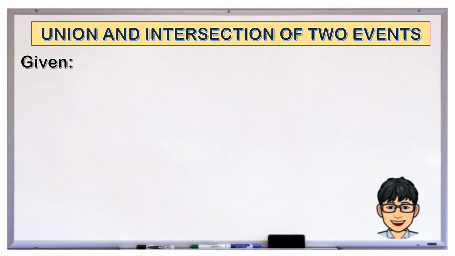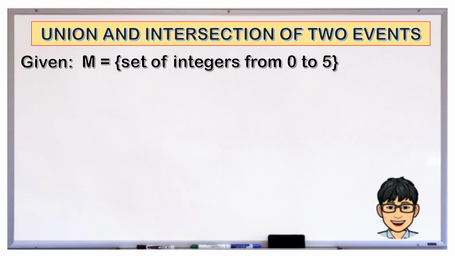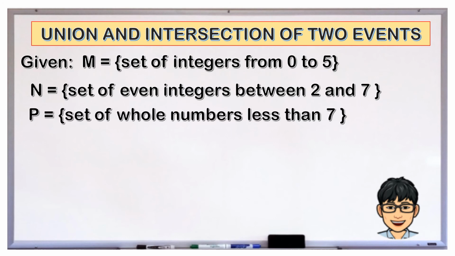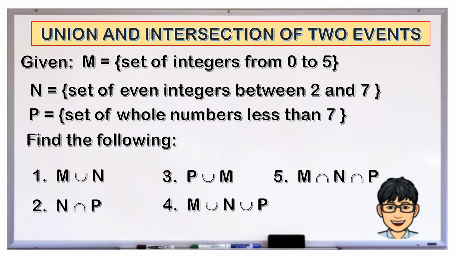Now let us have another given. Let's say event M with set of integers from 0 to 5. Event N, set of even integers between 2 and 7. Event P with set of whole numbers less than 7. And we're going to find the following: number 1, M union N, number 2, N intersection P, number 3, P union M, number 4, M union N union P, and number 5, M intersection N intersection P.